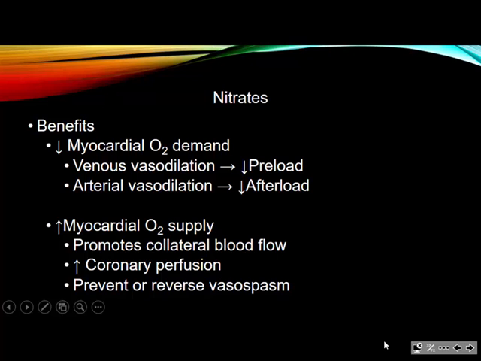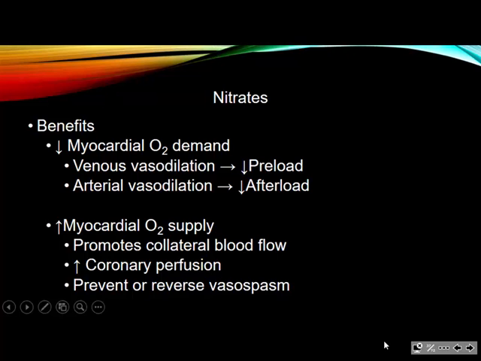Because they decrease myocardial oxygen demand by decreasing preload, which is what? What is preload? The amount of blood in the ventricle right before it pumps. Yep, the amount of blood in the ventricle right before it pumps. So you can imagine if the ventricle is more distended, it's going to have to pump more, and that's going to increase myocardial oxygen demand.